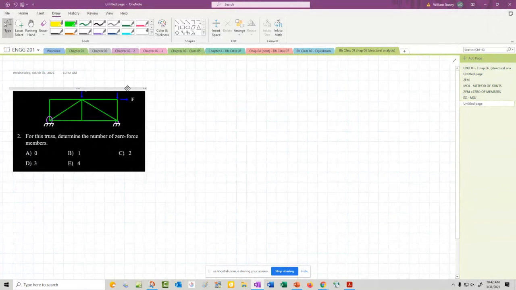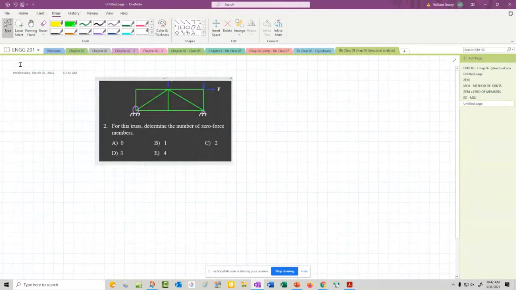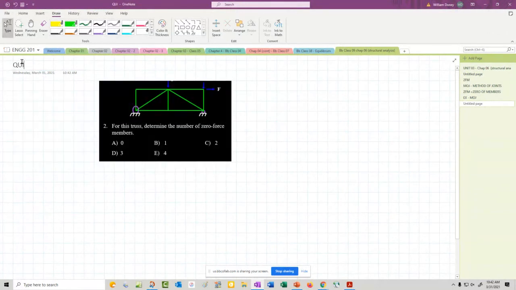All right, real quick here, just make sure you got the zero force member thing. It's not really a quiz. I just want to ask you, for this truss, determine the number of zero force members. So I'm going to give you a second to look at that, and then we'll walk through it.